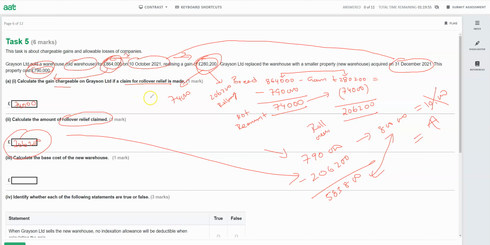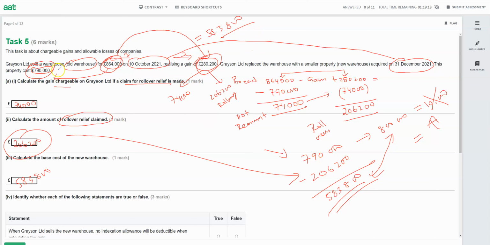And of course, like any gain I roll over, it will reduce the base cost of the new asset. So that's how we find the base cost, that is 583,800. So if you try to check the old asset, the old asset selling price was 864 and we have a gain of 280. Even the difference here will be 583,800. But we're not going to do that calculation. I'm just showing you it will be the same result, but we don't always do that.